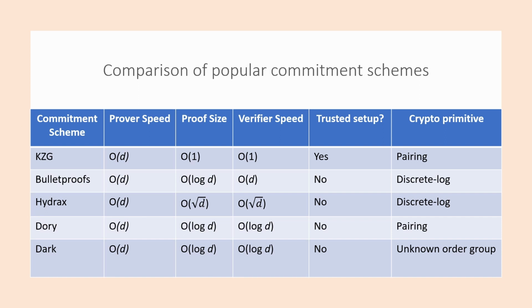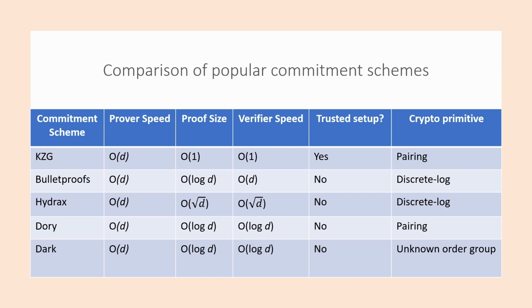Let's look at some popular commitment schemes and their performance trade-offs. The first one is KZG, a very popular trusted setup commitment scheme. You can see that the benefit of KZG is that you have a constant proof size and constant verifier speed. The other four examples are all transparent setups. Notice that their proof size and verifier speed are all worse than KZG.